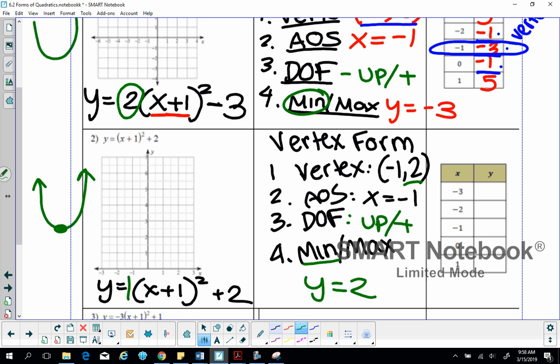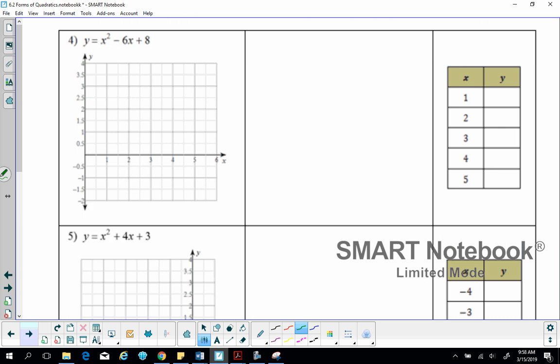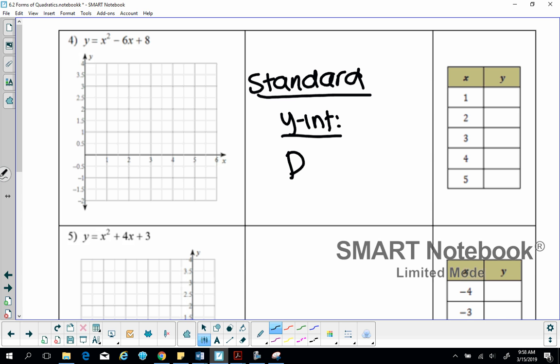All right, let's do one on the back. Turn it over. Now we're on number 4. What form is that one in? Standard form. Perfect. So I know it's in standard form. What 2 things can I find from standard form? Y-intercepts and direction of facing.